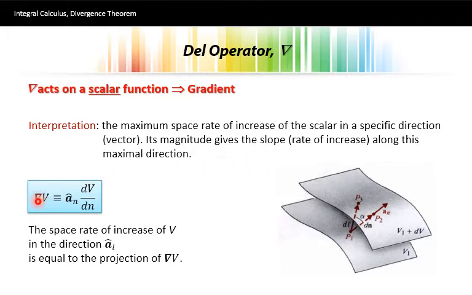It's written as gradient V, and the result is a vectorial quantity. The space rate of increase of V in the direction a_n is equal to the projection of this vector.